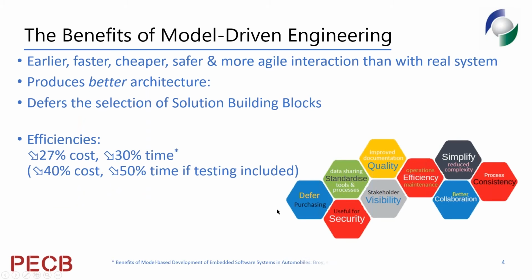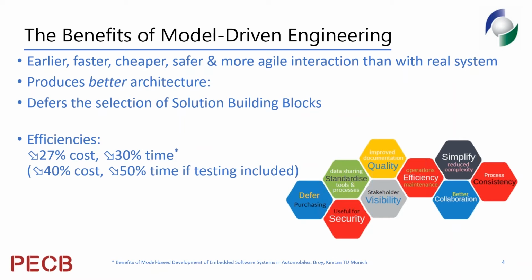So what are the benefits of modeling? Why would we want to do this? Well, basically, using our models is often earlier, cheaper, faster, safer, and more agile than interacting with a real-world system. So if you can present somebody with a model of the system that you're building for them and allow them to play and explore it and analyze its behavior, you'll get better feedback earlier. And that produces better architecture. And it means that you commit yourself to the solution building blocks much later in the process, because your requirements are more complete, more clearly stated.